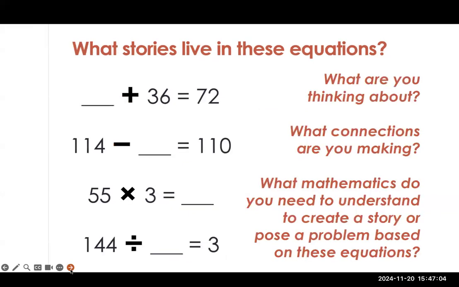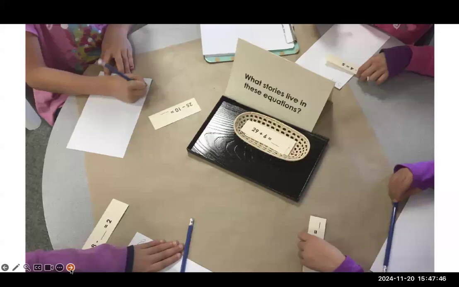So these are some of the prompts. What are you thinking about when you see this equation? What connections are you making? What mathematics do you need to understand to create a story or pose a problem based on these equations? So doing some of that pre-talk and building up of their understanding of what to do when they see an equation like that, to pay attention to the numbers and the relationships between the numbers and how certain numbers also make connections in your life, whether it's sports or music or baking or quantity or age of some sort. So those are some of the prompting questions, sort of building up that idea of what stories might be inspired by particular equations.